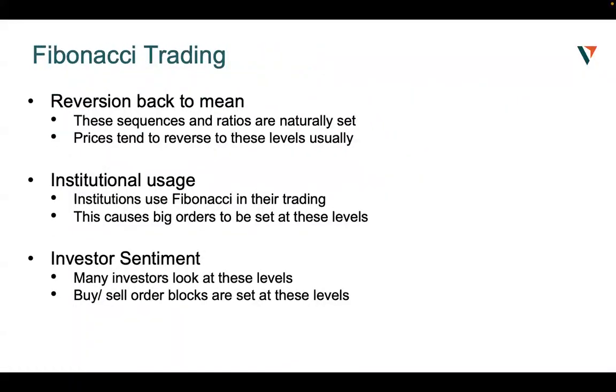So Fibonacci, if you really think about it simply, is just to help you figure out where the levels of strong support and resistance are. The idea behind it is mean reversion, that they are naturally set. Prices tend to reverse to these levels, and that's why prices move in a certain way. You can also think of it in terms of institutional usage and retail investor sentiment. Many retail investors and many big institutions also use Fibonacci in their trading, and this results in big orders being set at these levels.